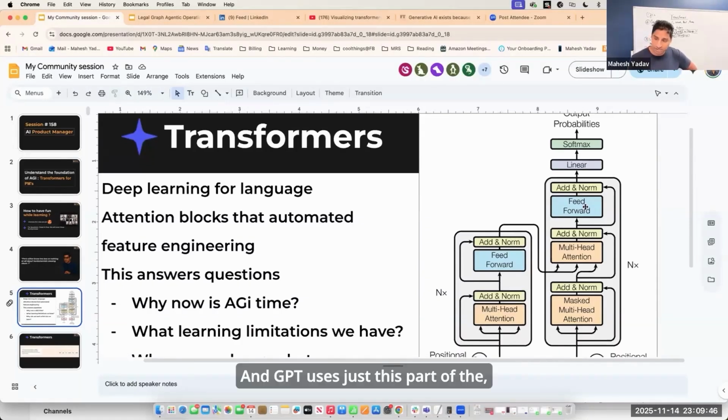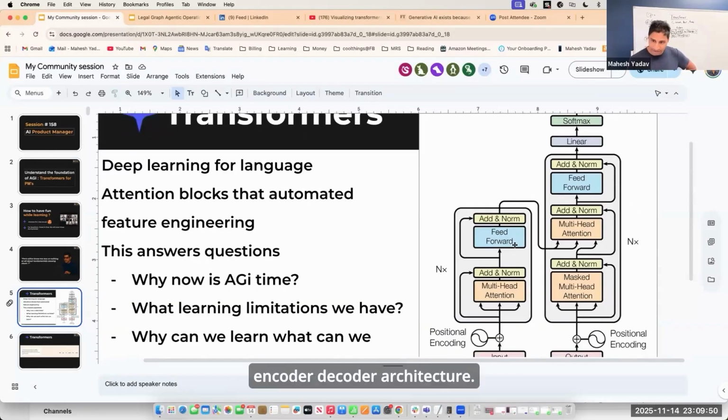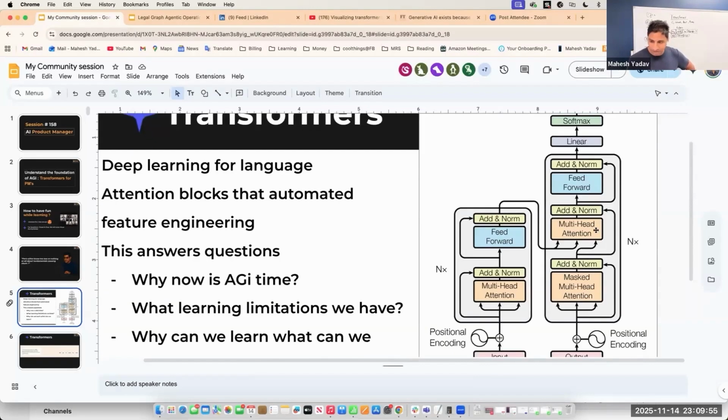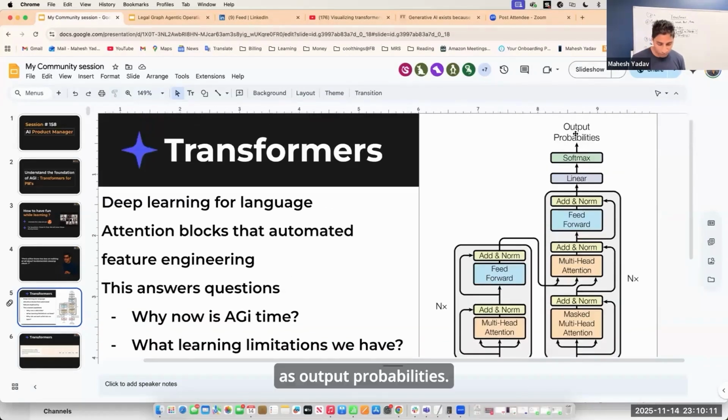And GPT uses just this part. So this is an encoder-decoder architecture. Here you use an encoder to encode this information. This is the decoder that you use to generate the next word. In GPTs, we don't use this piece. We only use this piece. So this is not used. You only use the decoder part. And now you can generate next sentences as output probabilities.